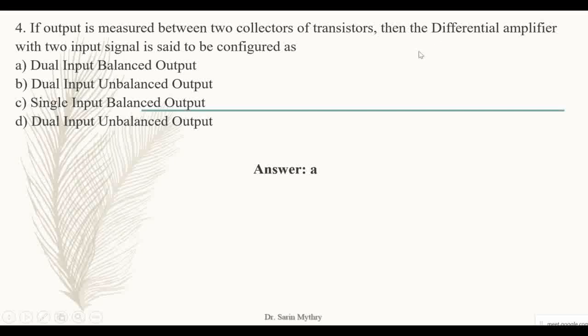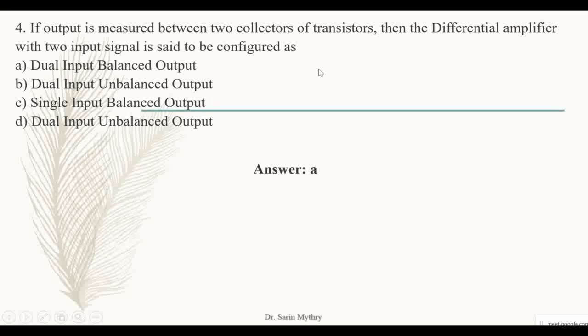Whenever there are two inputs and one output, you will not have C1 and C2; your output is measured either at C1 or at C2, so ultimately you have only one output. Then we say it is a dual input unbalanced output. Even though you have two inputs, you are getting only one output, so the differential amplifier is dual input unbalanced output.